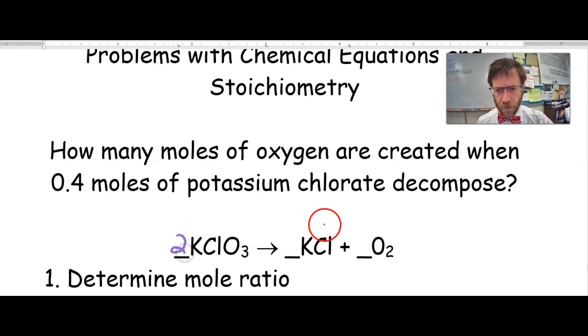So I'll put a 2 here, and I'll put a 3 here. So that's 2 times 3 is 6 oxygens. 3 times 2 is 6 oxygens. Got to go back to start all over. 2 times 1 is 2 potassiums. I'll put a 2 here, so 2 potassiums. 2 times 1 is 2 chlorines. 2 times 1, 2 chlorines. All right, we're all good.